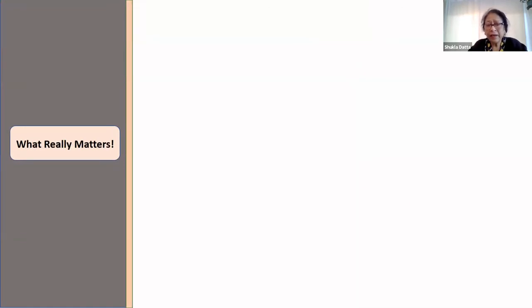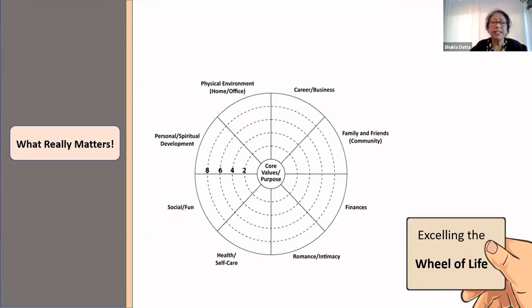Excellence is really important, but what really matters? Personal excellence is to improve our performance consistently and continuously so that we can improve every aspect of our life. Imagine you have a car and out of 4 tires, 2 tires don't have any air. Do you think the car will move? I guess not. Similarly, we have to strive to excel in all areas of life. And on that note, we'll move to this activity, the wheel of life. We have to excel the wheel of life.